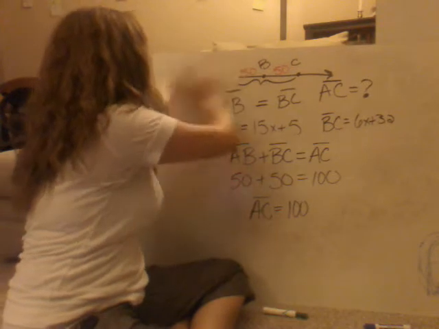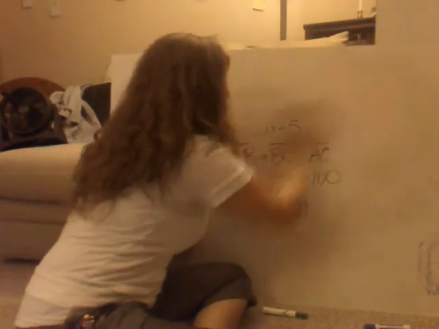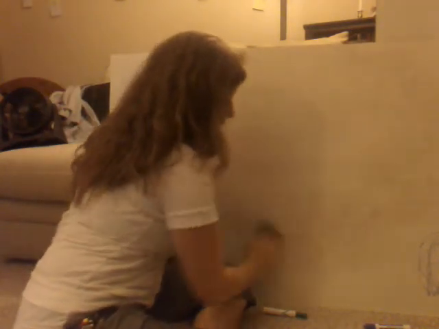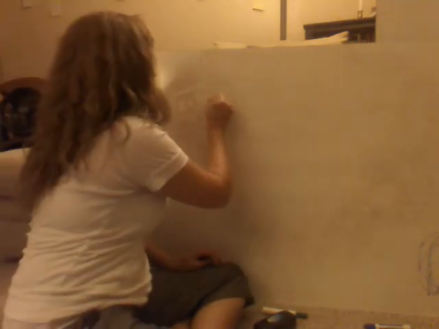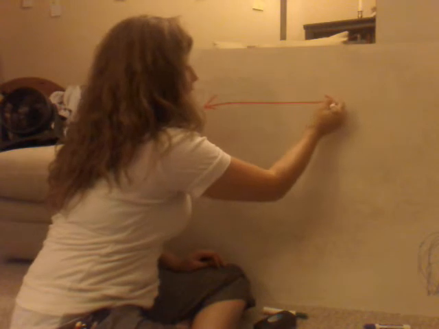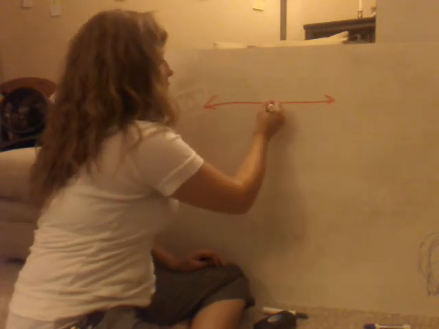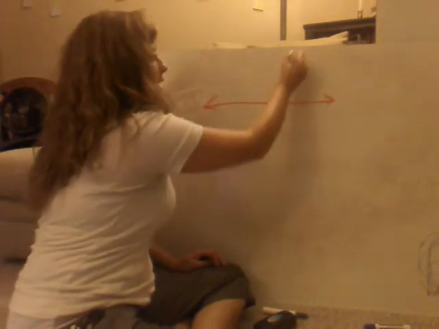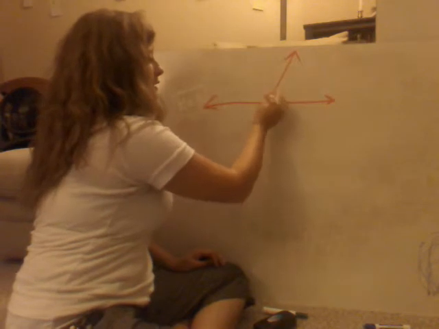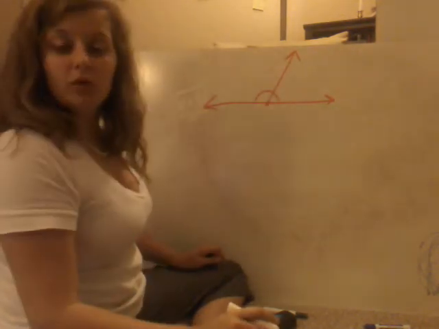Alright. Next page. I wanted to know how many degrees a supplementary set of angles is equal to. Supplementary meaning 180. So I have my straight line, my center point, and no matter how I draw it, total, it's equal to 180.